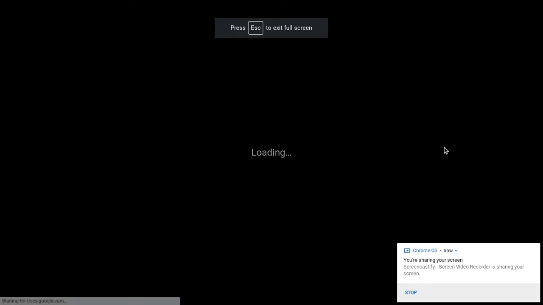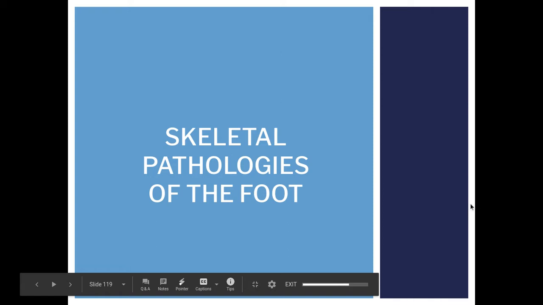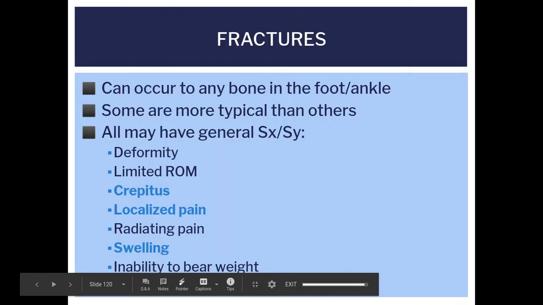All right, so if you remember from notes on Wednesday, we were talking about the skeletal deformities of the foot. Today, we are going to focus on further injuries of the foot and ankle. Right now, we're going to talk about the different pathologies of the foot, skeletal wise. And if you forget, skeletal obviously is bones, and pathologies are the conditions that can affect the bones.